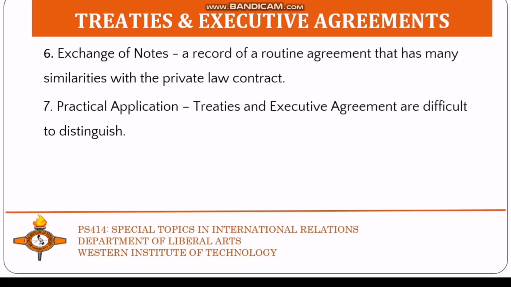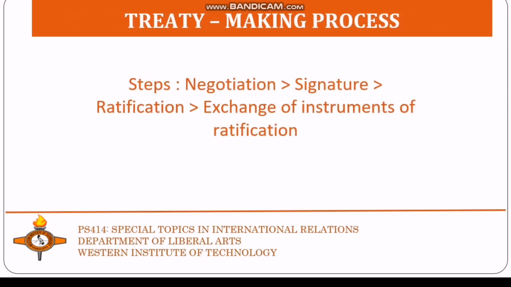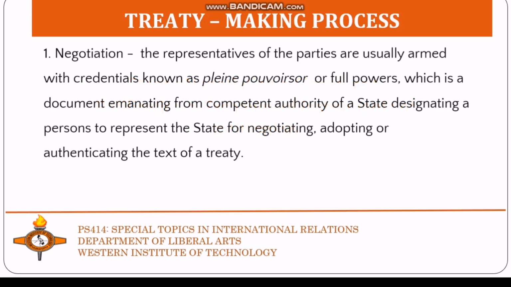Despite the seeming difference between treaties and executive agreements for academic purposes, in reality, it is difficult to tell them apart. Following is the making process of the treaty. So these are the brief steps on how to make a treaty. First we have the negotiation, followed by the signature, then ratification, and lastly the exchange of instruments of ratification. So let's tackle first the negotiation.